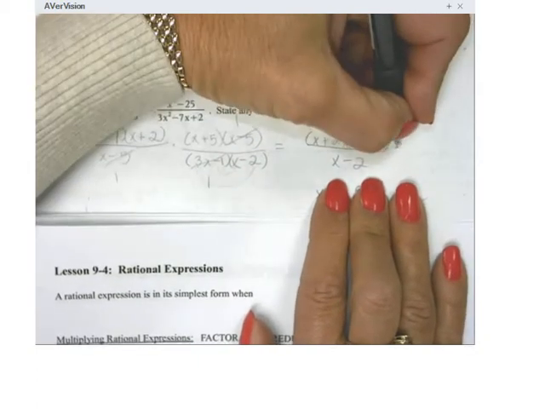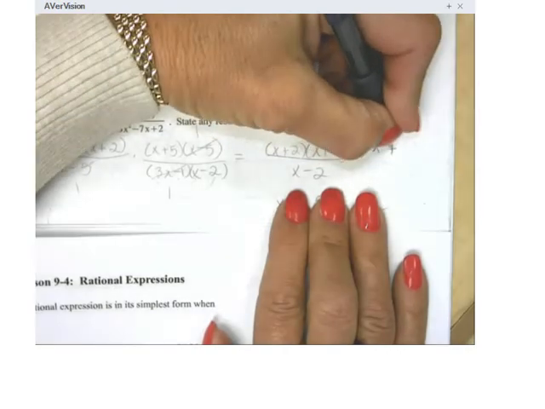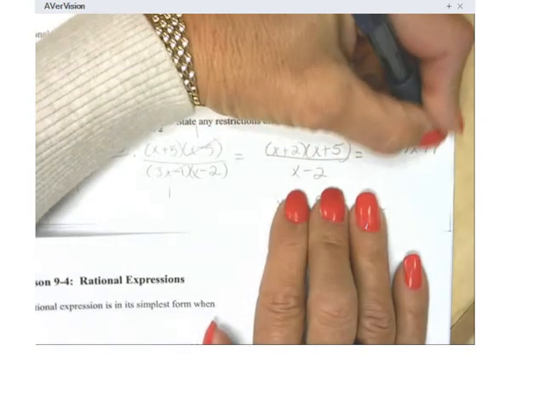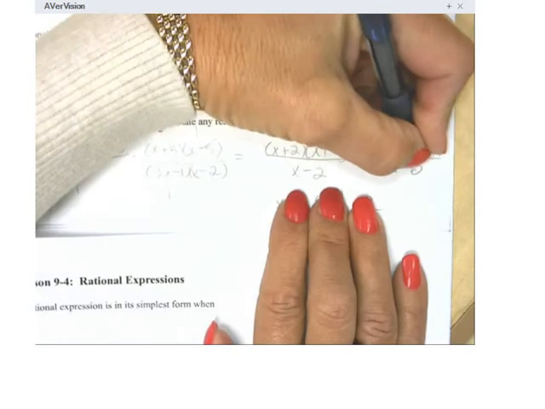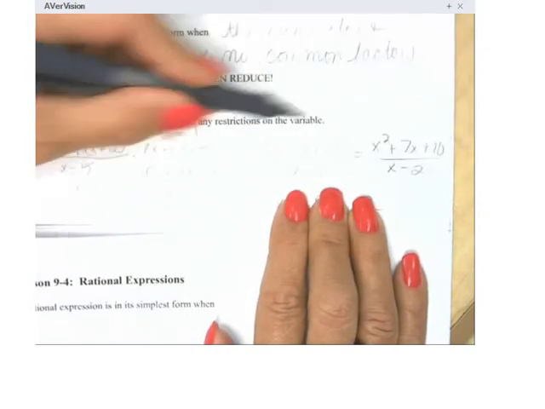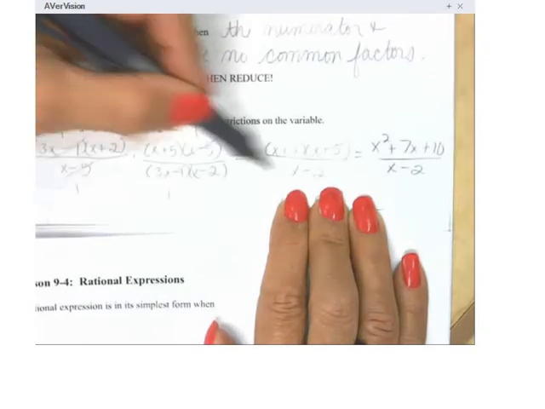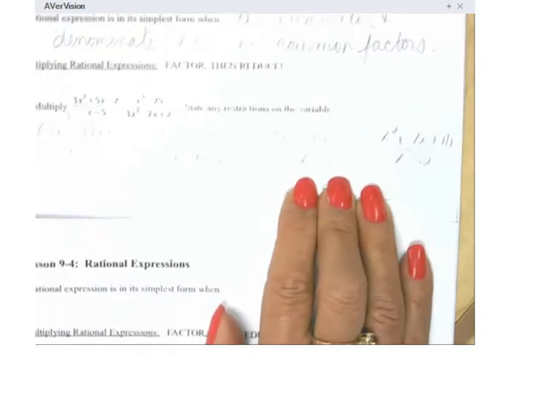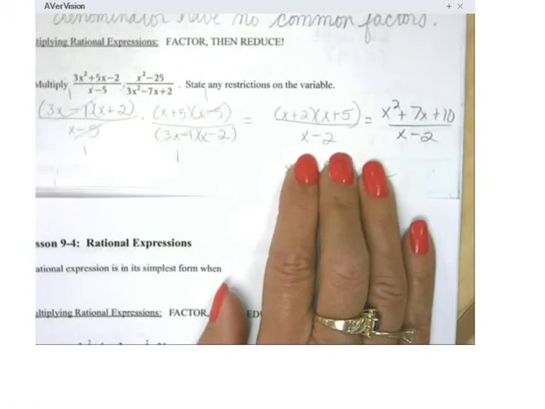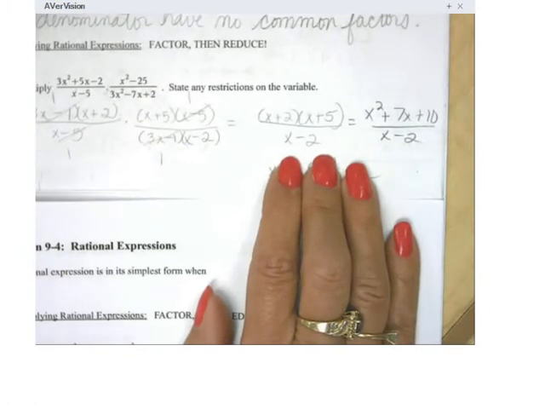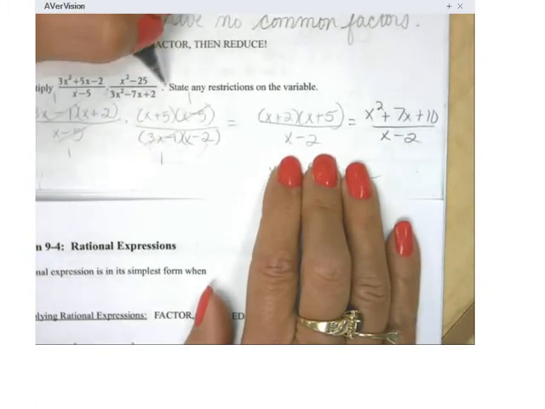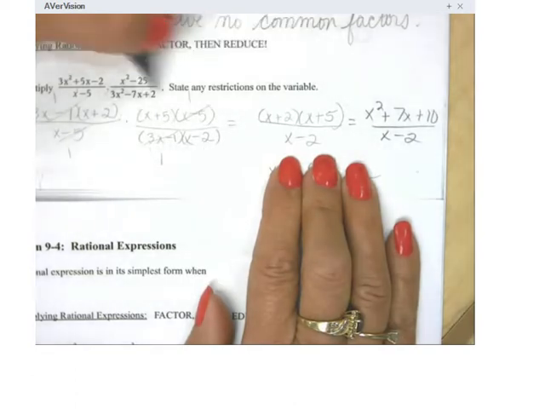Now I could go further and write that as x squared plus 7x plus 10 all over x minus 2. However, I will let you leave the answer in a factored form in the numerator and in the denominator if there happen to be more than one factor in that denominator. But now, next step is we have to look at what are the restrictions on our variable.